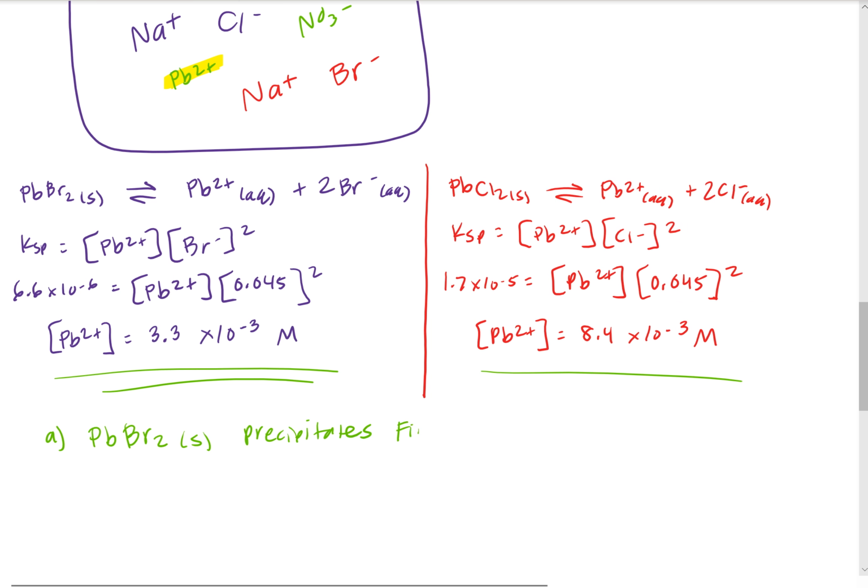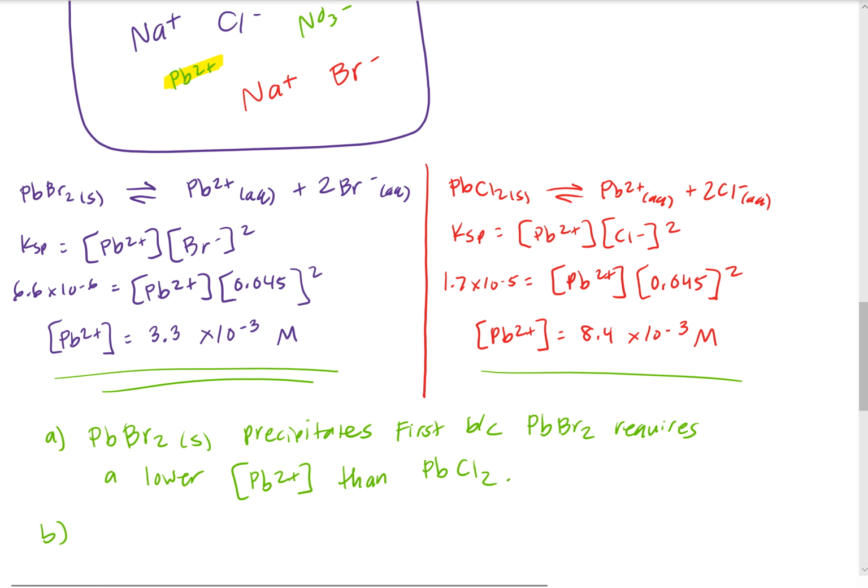And how do you know? And that is because lead bromide requires a lower concentration of lead ion than the lead chloride. Okay.